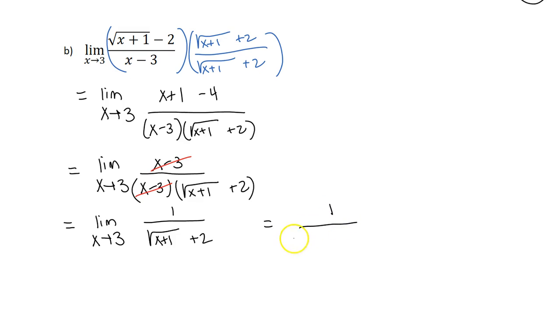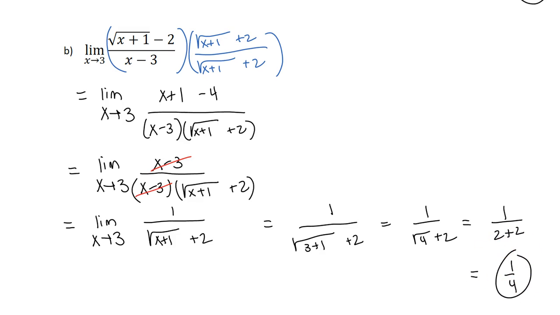So that's 1 over the square root of 3 plus 1 plus 2, which is 1 over the square root of 4 plus 2, which is 1 over 2 plus 2, which is 1 over 4. And that is my answer.